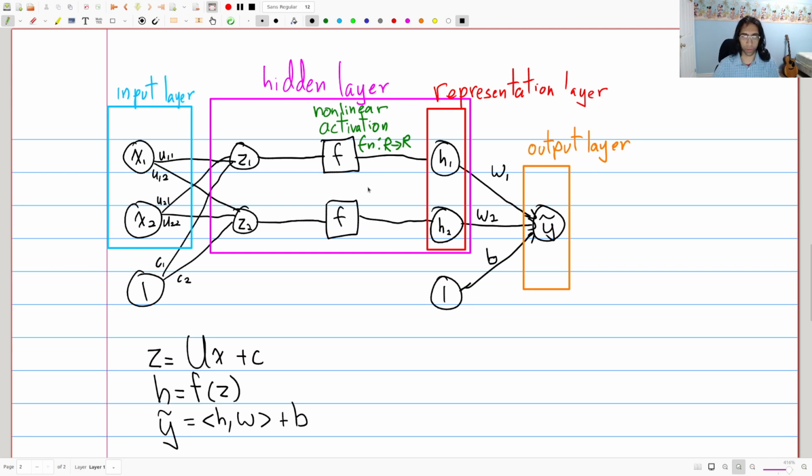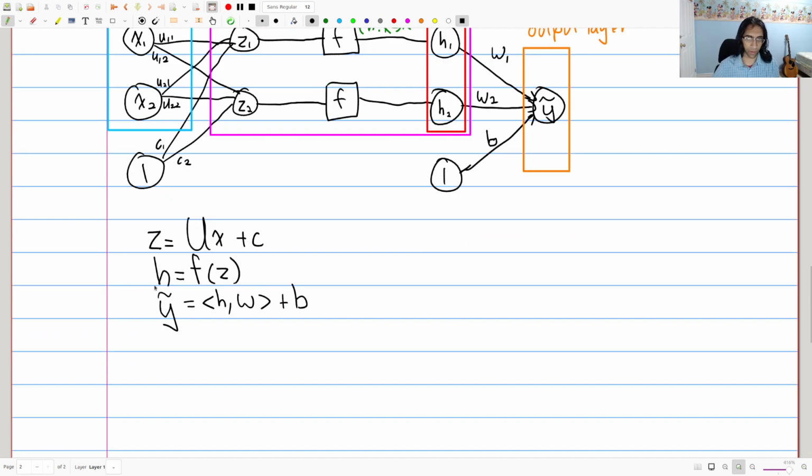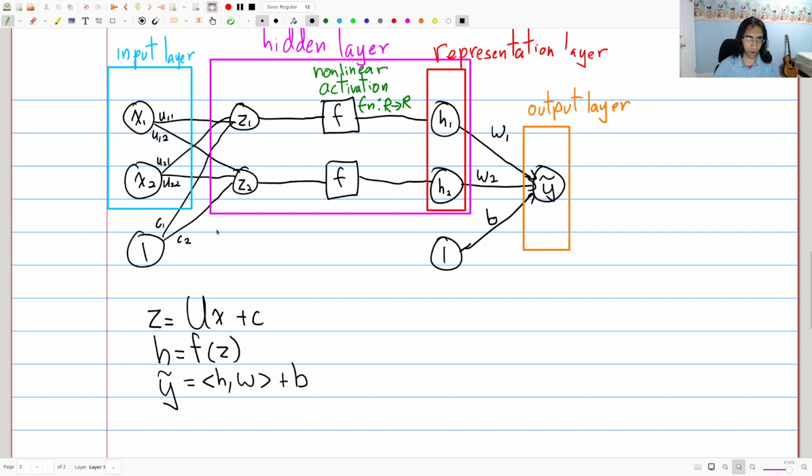Can it solve our problems with XOR? And I claim that it can. So let's revisit XOR, and we're going to refer to these equations here. What are the parameters of this model? The parameters, which are the things that we would have to learn from data, are this matrix U, this vector c, this vector h, and vector w, and the b. So these 4 things here are the parameters that we're going to have to learn.